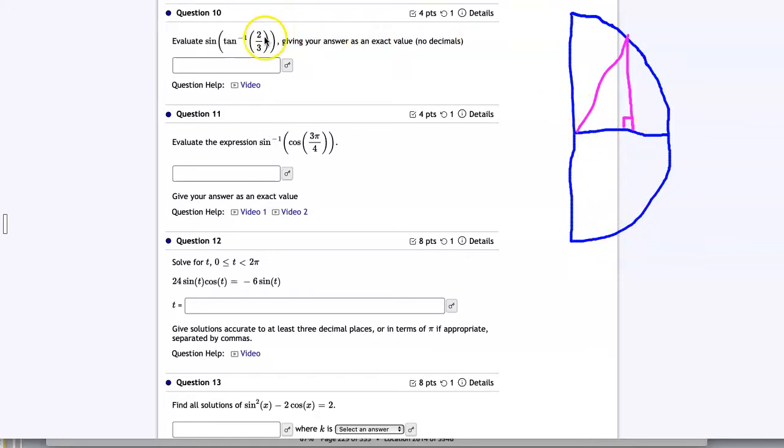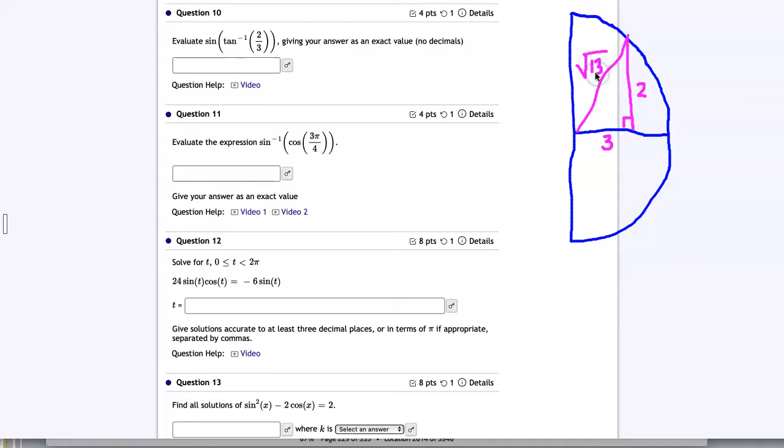Next, I'm going to label the sides. Tangent is opposite over adjacent, so we have 2/3. Remember, if you're down in the fourth quadrant, the opposite side should be negative. And next, to get the hypotenuse, we're going to use the Pythagorean theorem. So 2² + 3² is equal to 13, so the hypotenuse is the square root of 13.